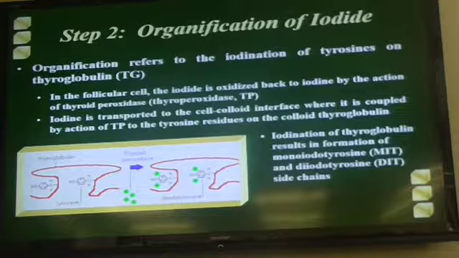Okay? It's going to be transported to the cell-colloid interface, and it's coupled by the action of this TPO also to the tyrosine residues on the thyroglobulin. You can see this diagram down here showing you what it's doing. That is inside the follicle now, and that's the colloid inside the follicle, okay? And you can see that it's iodinating those tyrosines, okay? And thyroid peroxidase does that. So now we've got a diiodotyrosine. Both of those are diiodotyrosines, aren't they? Now, if you only do it on one of them, it's monoiodotyrosine, but you don't have a picture of that, okay?